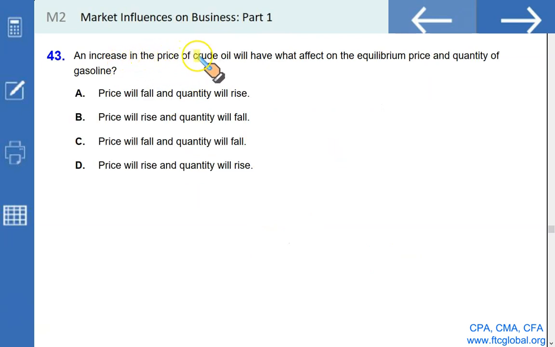An increase in the price of crude oil will have what effect on the equilibrium price and quantity of gasoline?